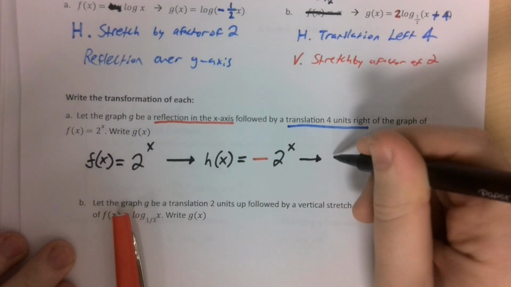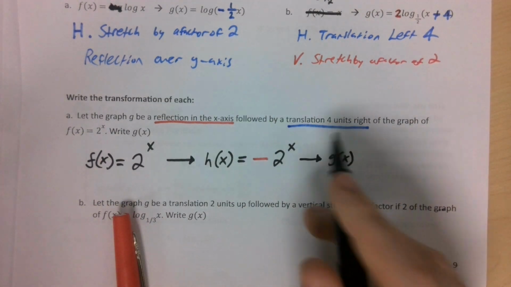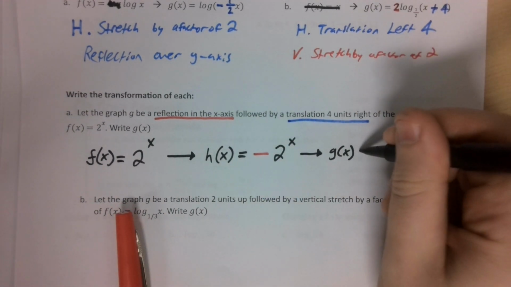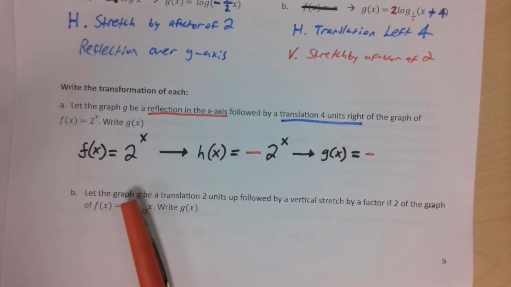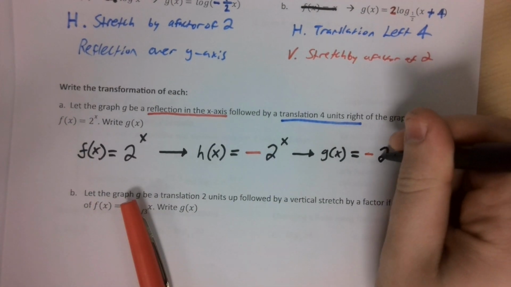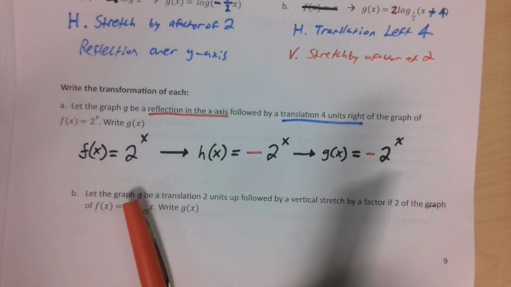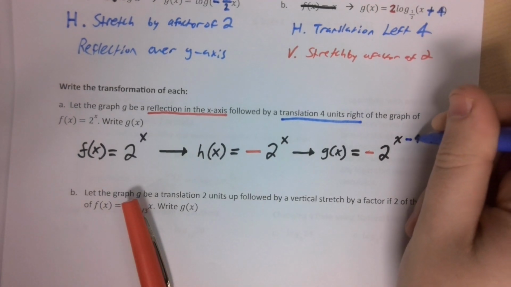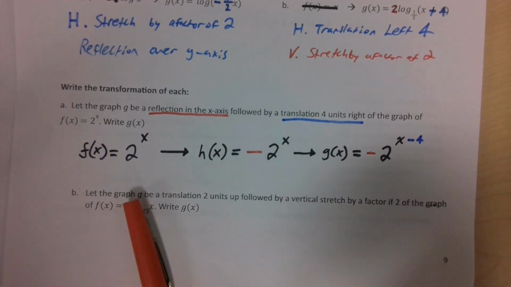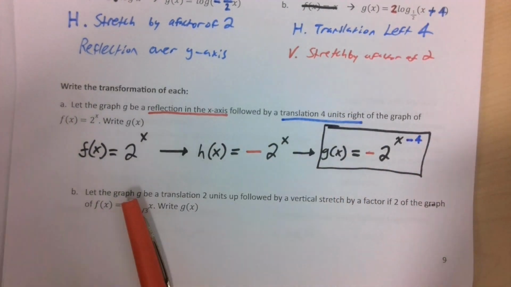Now we can go over to g of x, which is also a translation 4 units right of this. So how do we move something 4 units to the right? Well, recall that horizontal translations only happen to the x, so we're going to be adding or subtracting from the x. In this case, moving it to the right is subtracting 4. This is your final answer for g of x. G of x equals negative 2 to the x minus 4.